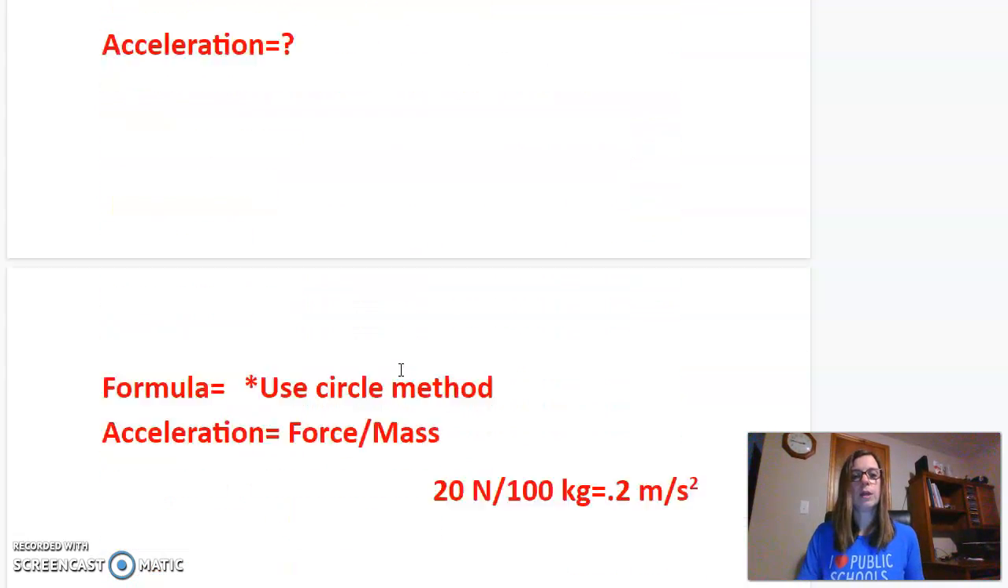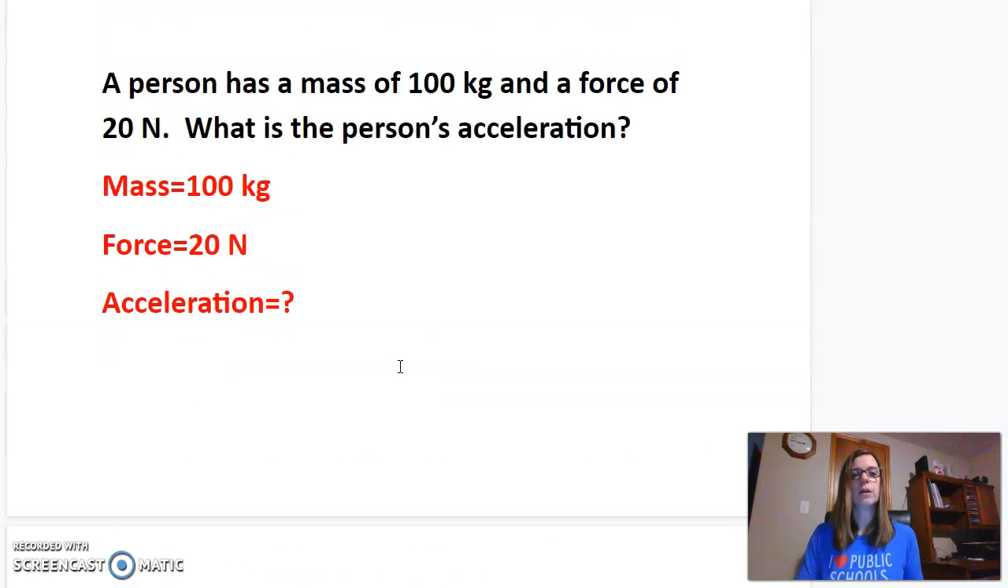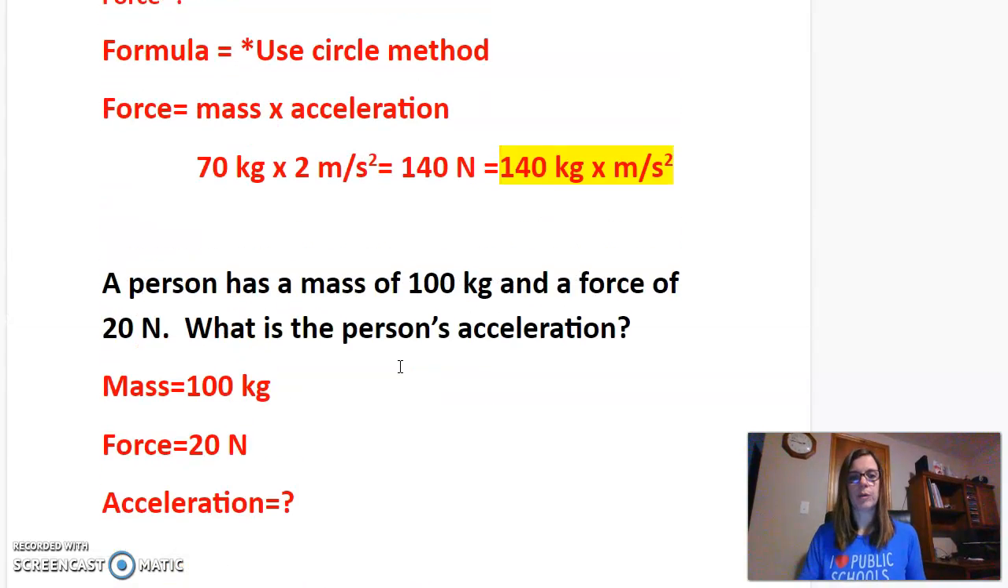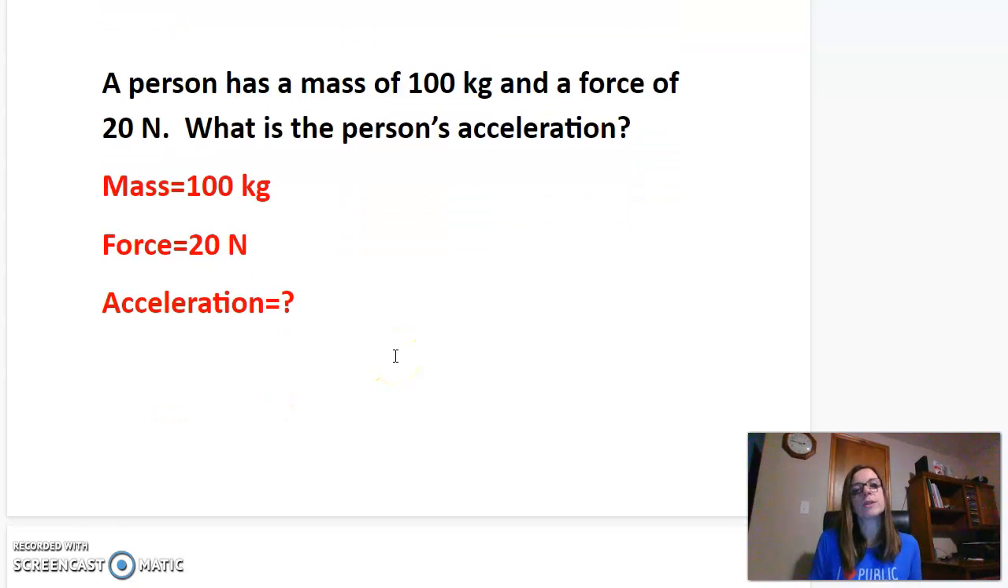Okay, here is another example problem. It says a person has a mass of 100 kilograms and a force of 20 newtons. What is the person's acceleration? Again, listing out the things that are in your problem is a really good place to start. So the mass of the person is 100 kilograms. The force is 20 newtons. And we want to know the acceleration.